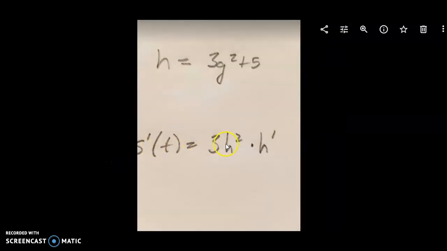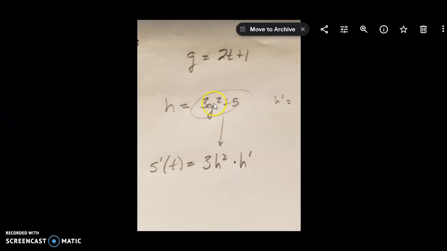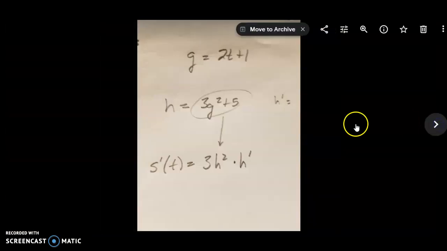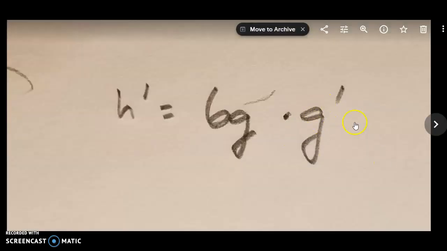So s prime would be 3h squared times h prime, because I know h is a function and it's not the variable I'm looking for, so I'm not done. I have to go up to h and find its derivative. I know I can stick that in, but I still need its derivative. So it looks like 6g times g prime. So what is the derivative of this function? It's 6g, but I know g is a function, so I have to have the derivative of the function g.